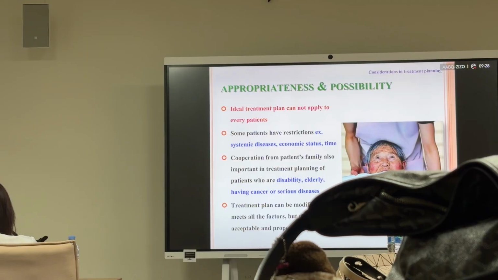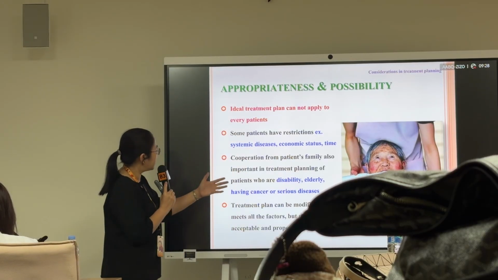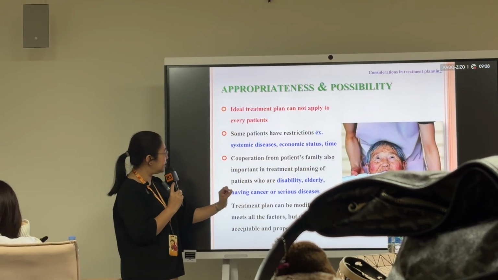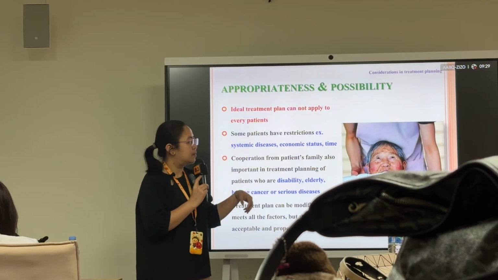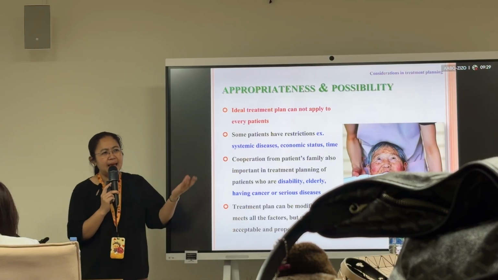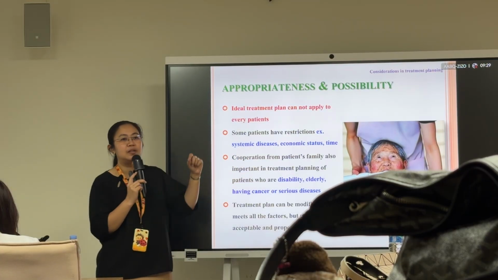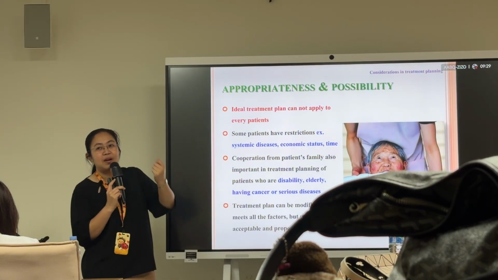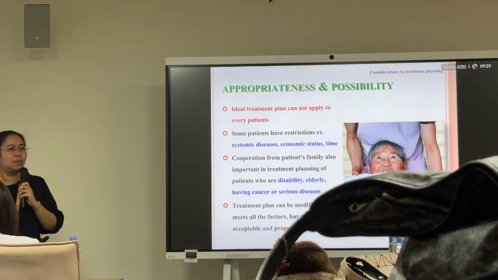And the ideal treatment plan cannot apply to every patient. Some patients have restrictions, for example, systemic disease, economic status, or time. Cooperation from patients and family is also important in treatment planning for patients who are disabled, elderly, having cancer, or serious disease. Because if the patient cannot walk by themselves, the caregiver or cousin comes together. So you have to ask about the plan with the caregiver: how many days can they take this patient to the clinic, how convenient, who brushes. Can the patient brush by herself or not, or do you need a caregiver to brush? There are many conditions. The plan is more complicated.